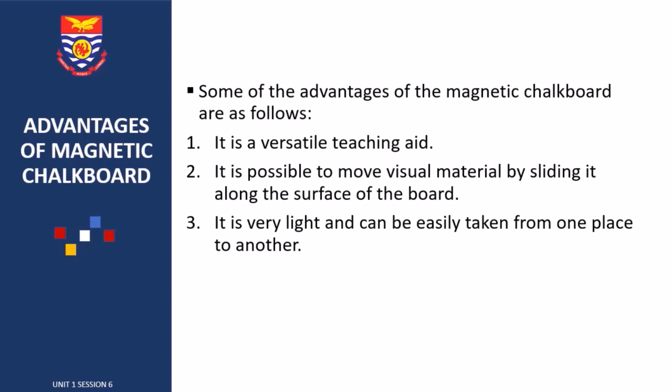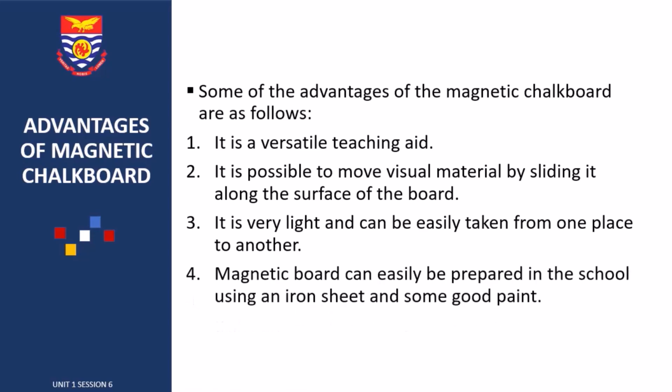You remember the materials we use for producing it? An iron sheet and a pin. Because of that, it can be easily taken from one place to another. As I said earlier, a magnetic board can easily be prepared in school because of the materials that it is made from: iron sheet and some good paint. And so it is very economical to acquire a magnetic chalkboard.